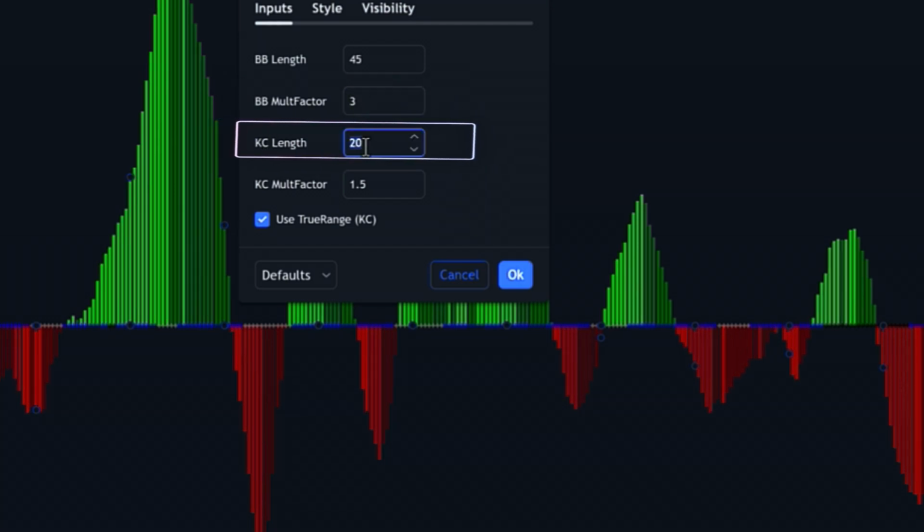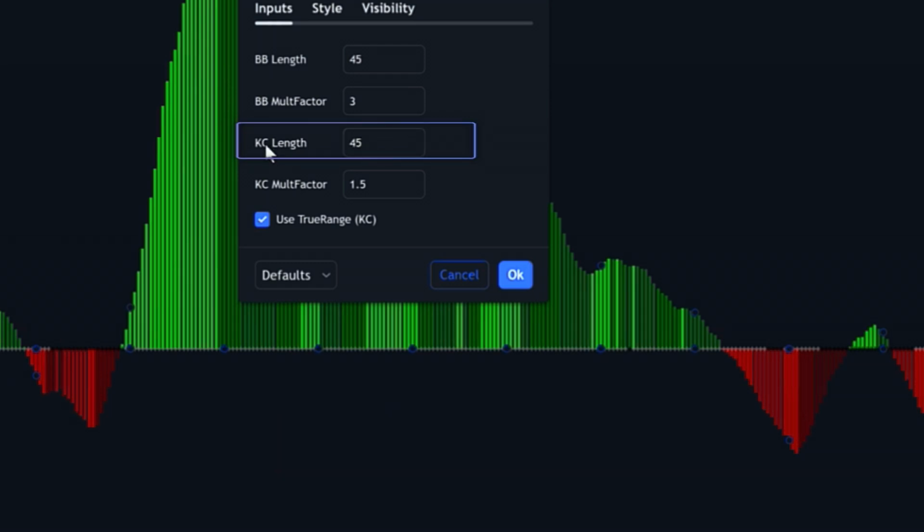Then, set the KC length to 45. This adjusts the period of the Keltner Channels, similar to Bollinger Bands. Finally, change the KC multiplier to 3. This increases the width of the Keltner Channels, helping to capture more significant price movements.